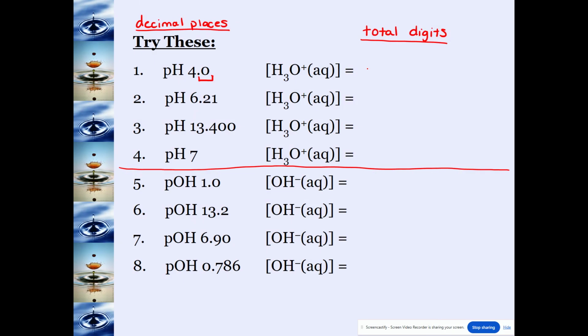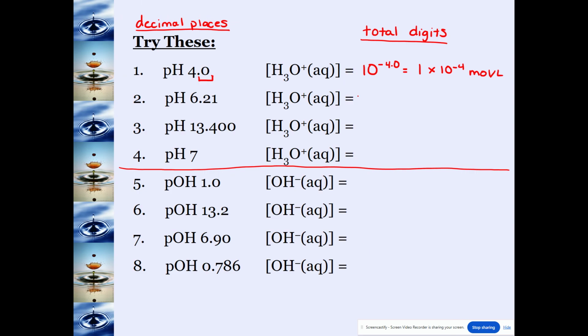So again, what you're going to do is go 10 to the exponent negative 4.0 and then hit enter. I just got to grab my calculator here. 10 to the exponent negative 4.0 gives us an answer of 1, that's my one total digit, times 10 to the negative 4, and now I have units again because these are concentrations. The unit would be moles per liter.